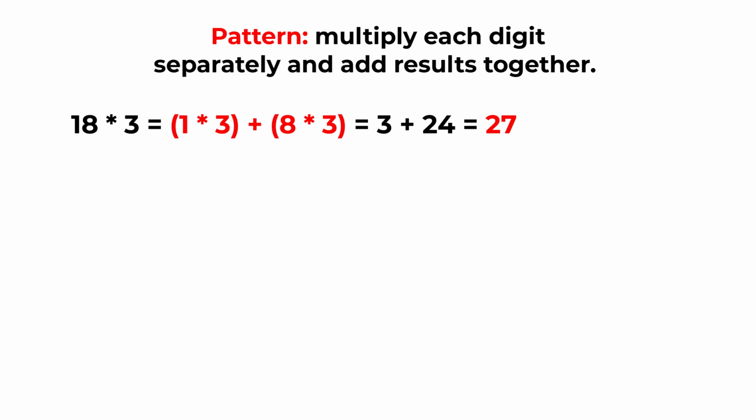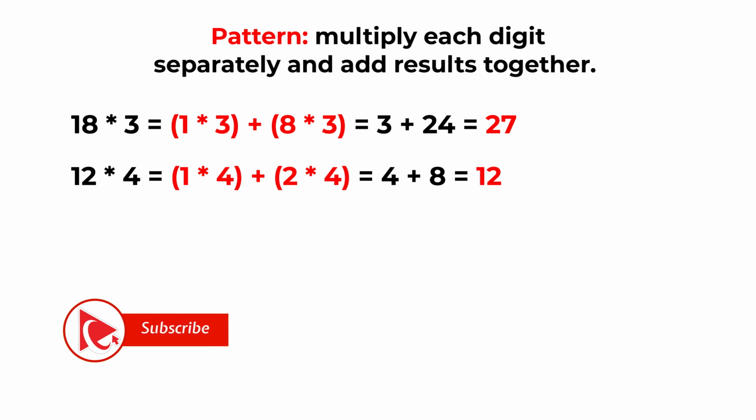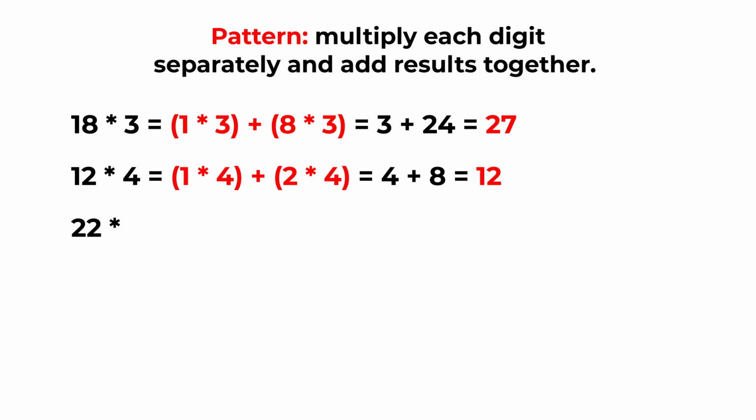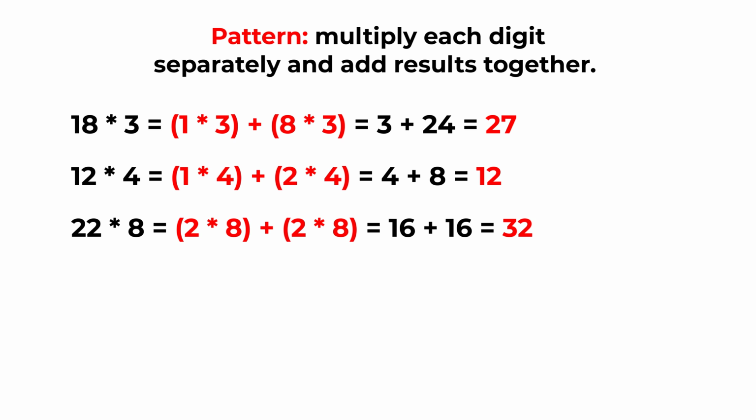In a similar way, 12 multiplied by 4 can be calculated as 1 multiplied by 4 in parentheses plus 2 multiplied by 4 in parentheses, which would be equal to 4 plus 8, and would be equal to 12. And in a very similar way, 22 multiplied by 8 would be the result of 2 multiplied by 8 in parentheses plus 2 multiplied by 8 in parentheses, which would be 16 plus 16, which would be equal to 32.